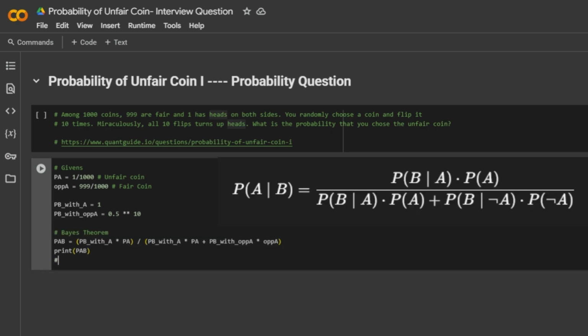Now you can see it's already writing out my code for me, so we're going to use this and we could print it. Now we can see here that this would be the probability of the event occurring, and we can go and test this on QuantGuide now.